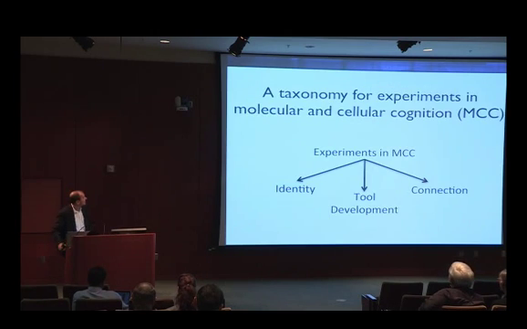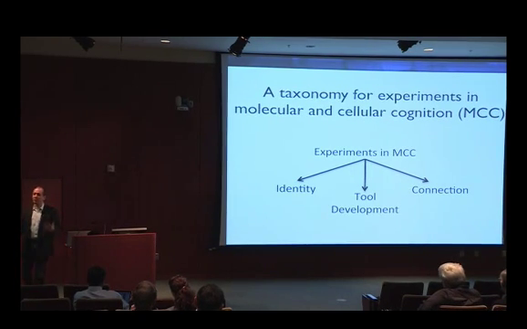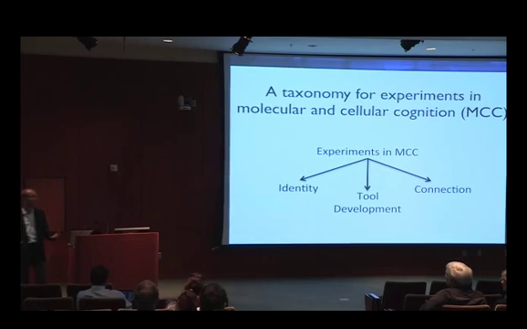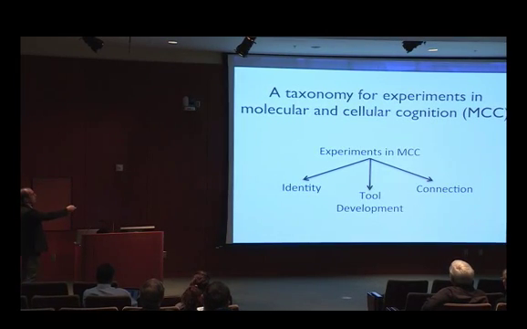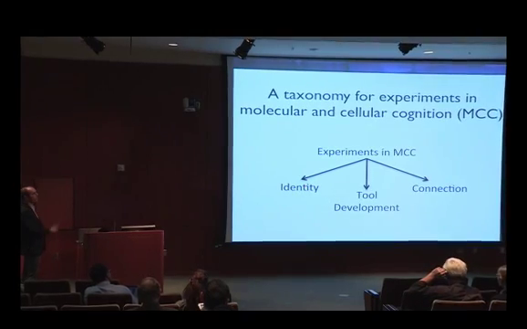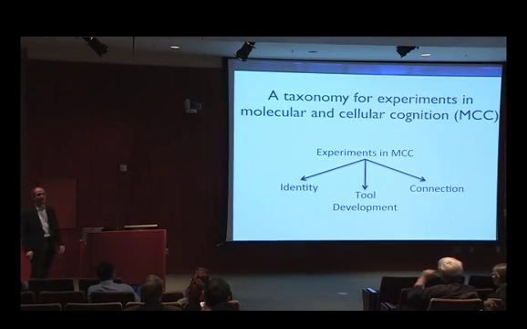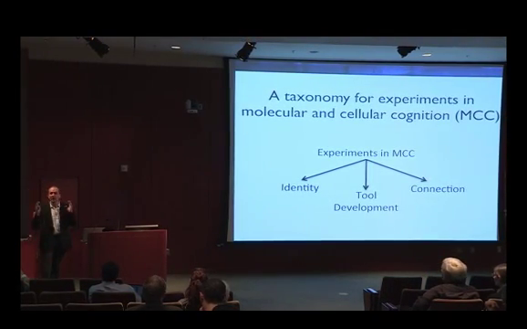Okay. So what about the taxonomy? Remember, if we're going to map, we have to map experiments. If we're going to map experiments, we have to divide them into groups. We have to develop a taxonomy. So in molecular and cellular cognition, there are at least 3 different types of experiments. And we have thought long and hard for the last 15 years about this. And we can only think of 3 different major categories.